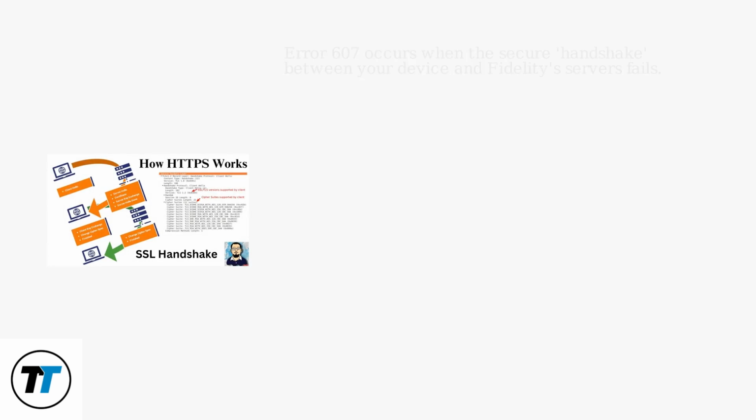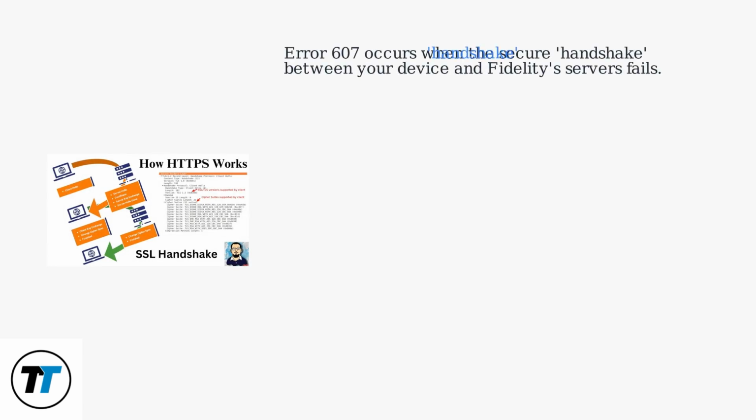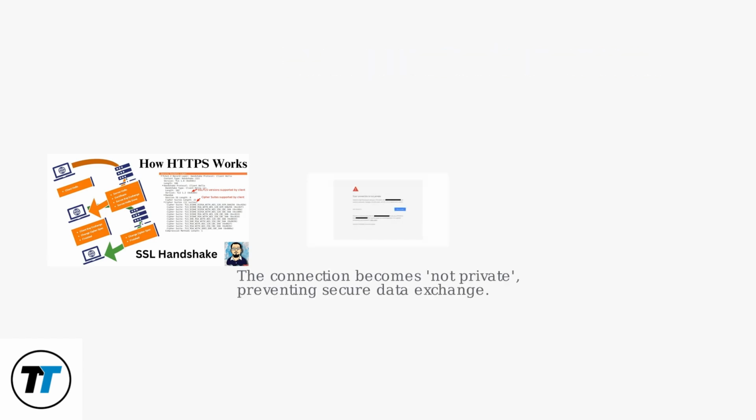Error 607 occurs when the secure handshake between your device and Fidelity's servers fails. This handshake is the initial secure communication process that establishes trust. When the handshake breaks, you see errors like your connection is not private, indicating the device and server cannot establish a secure link for exchanging sensitive data.